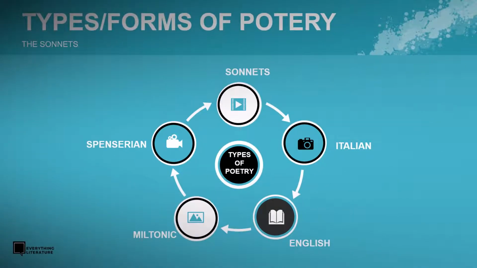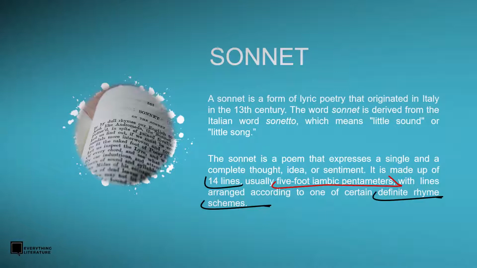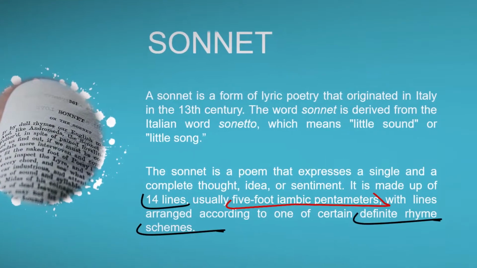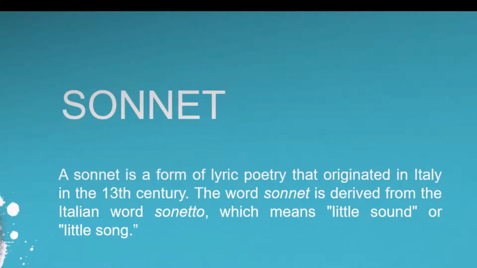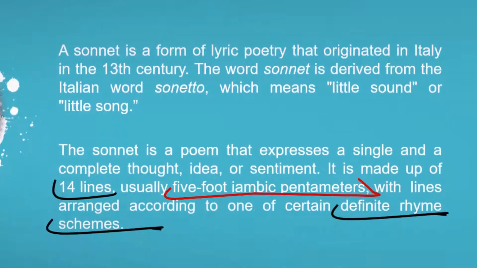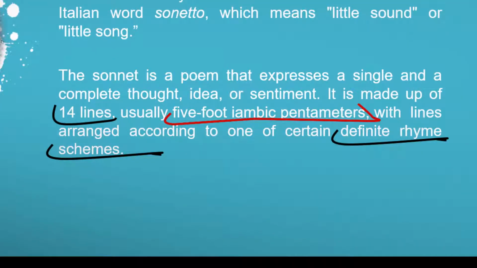And while we delve into the class, what is a sonnet? A sonnet is a form of lyric poetry that originated in Italy in the 13th century. The word sonnet is derived from the Italian word sonetto, which means little sound or little song. The sonnet is a poem that expresses a single and a complete thought, idea, or sentiment. It is made up of 14 lines.